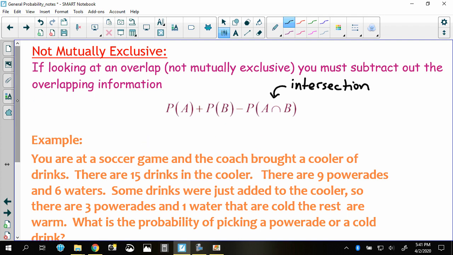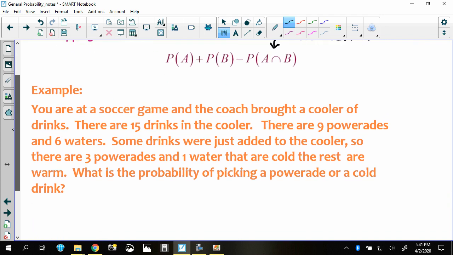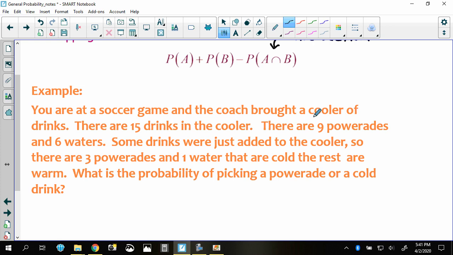Okay, so an example of not mutually exclusive. You're at a soccer game and the coach brought a cooler of drinks. There are 15 drinks in the cooler. There are 9 Powerades and 6 waters. So total of 15 drinks. We know there's 9 Powerades and 6 waters. They add to 15. Some drinks were just added to the cooler, so there are 3 Powerades and 1 water that are cold and the rest are warm. So there's 4 cold drinks, and that makes 11 not cold. So what is the probability of picking a Powerade or a cold drink?